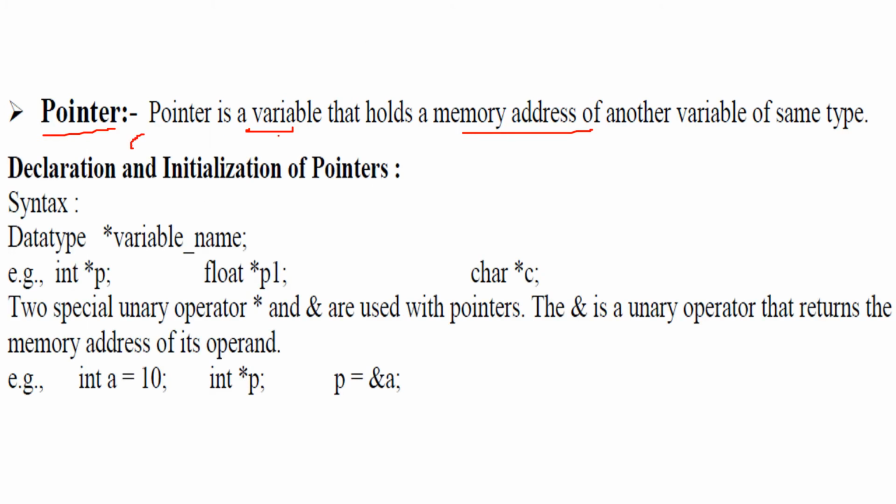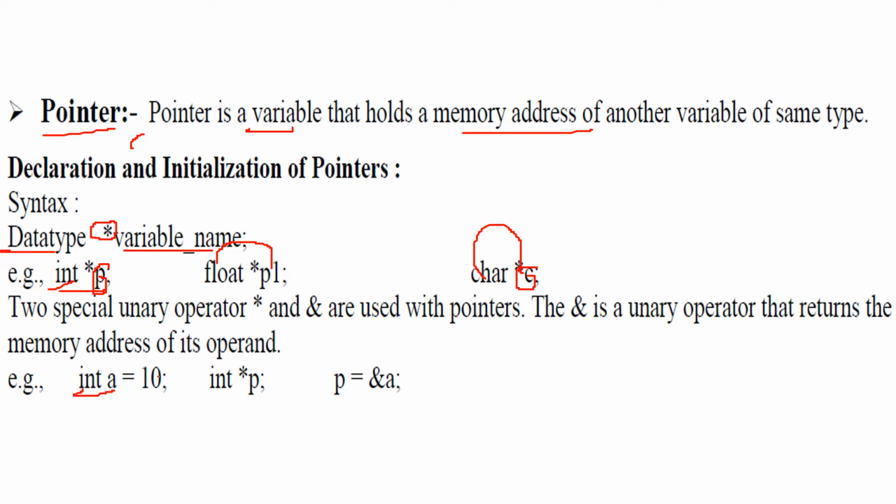So how to declare and initialize the pointers? So syntax is quite easy. You have to say data type. You have to use a star here and variable name. So int star p. Now this is a pointer p, which is able to hold the address of an integer variable. This p1 will hold the address of say the float variable. This c will hold the address of character. So how to do it?